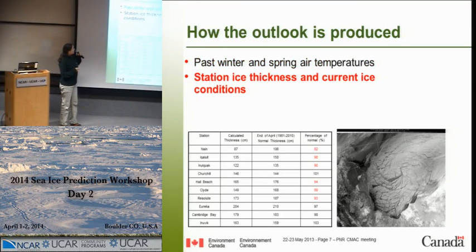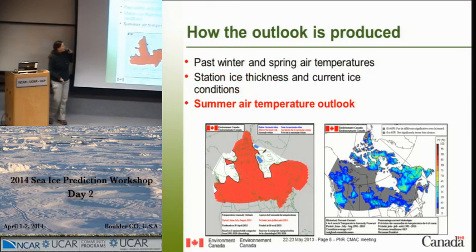So combining that with actual ice thicknesses and current ice conditions at the beginning of the summer, and then looking at summer air temperature outlooks where available. It's a little more complicated than this. The forecaster will probably also look at teleconnection indices and how they're evolving, based on their experience, the impacts that they have in different parts of the Canadian Arctic are taken into consideration.